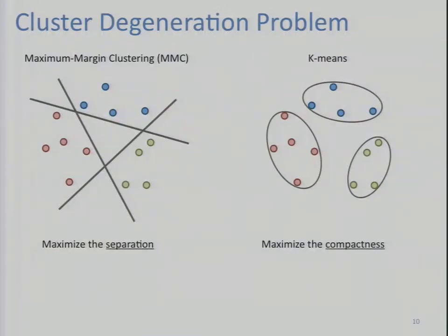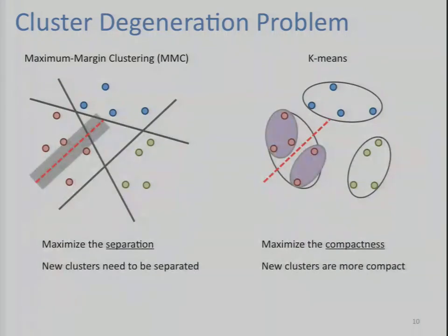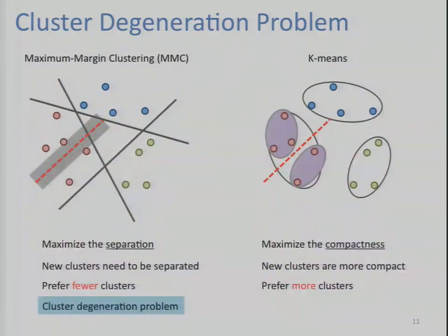However, MMC has a problem of cluster degeneration. Let me illustrate this point by comparing with k-means. In the case of MMC, we maximize the separation. In the case of k-means, we actually maximize the compactness of the clusters. Suppose we want to split a cluster into two subclusters. In the case of k-means, we end up with two new clusters and they are more compact. In the case of MMC, the new clusters need to be separated, so we have to spend extra effort separating them. So k-means prefers more clusters, while MMC prefers fewer clusters. And this can lead to the problem of cluster degeneration.